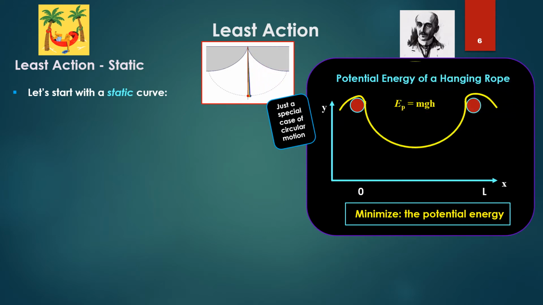As I said, we're going to start with a static curve. That is a rope hanging from two pulleys there, and we're simply going to let it drop. So we've got a static curve resulting from the drop of the rope.